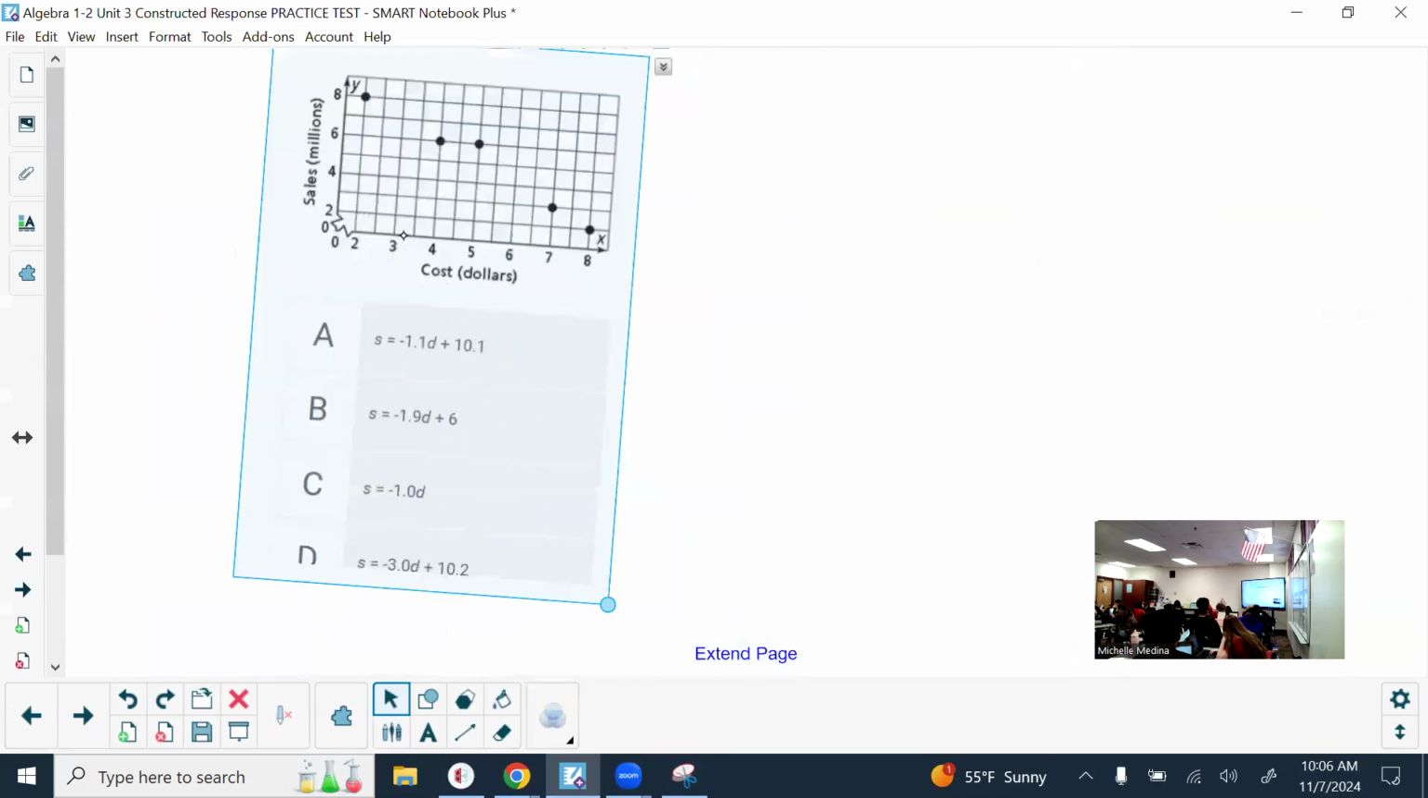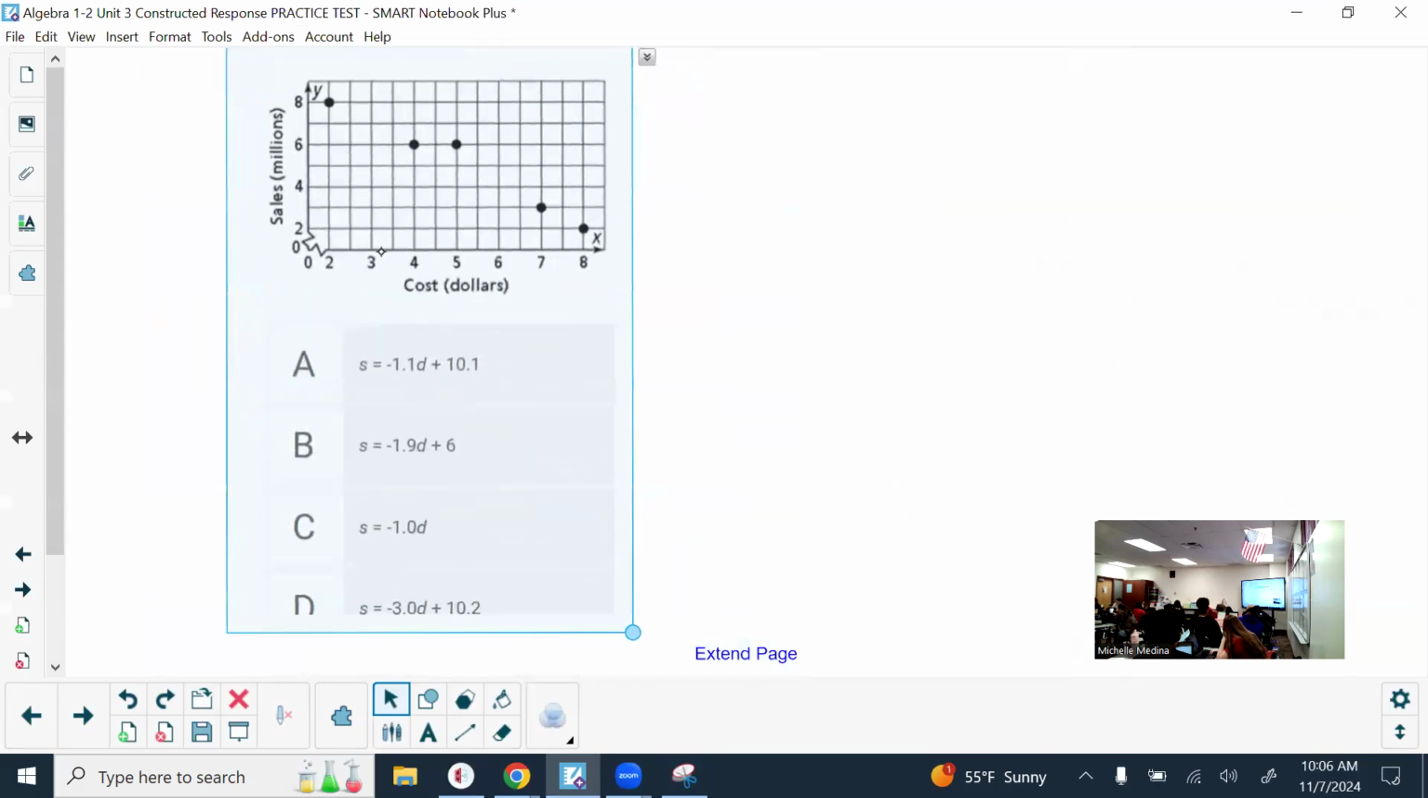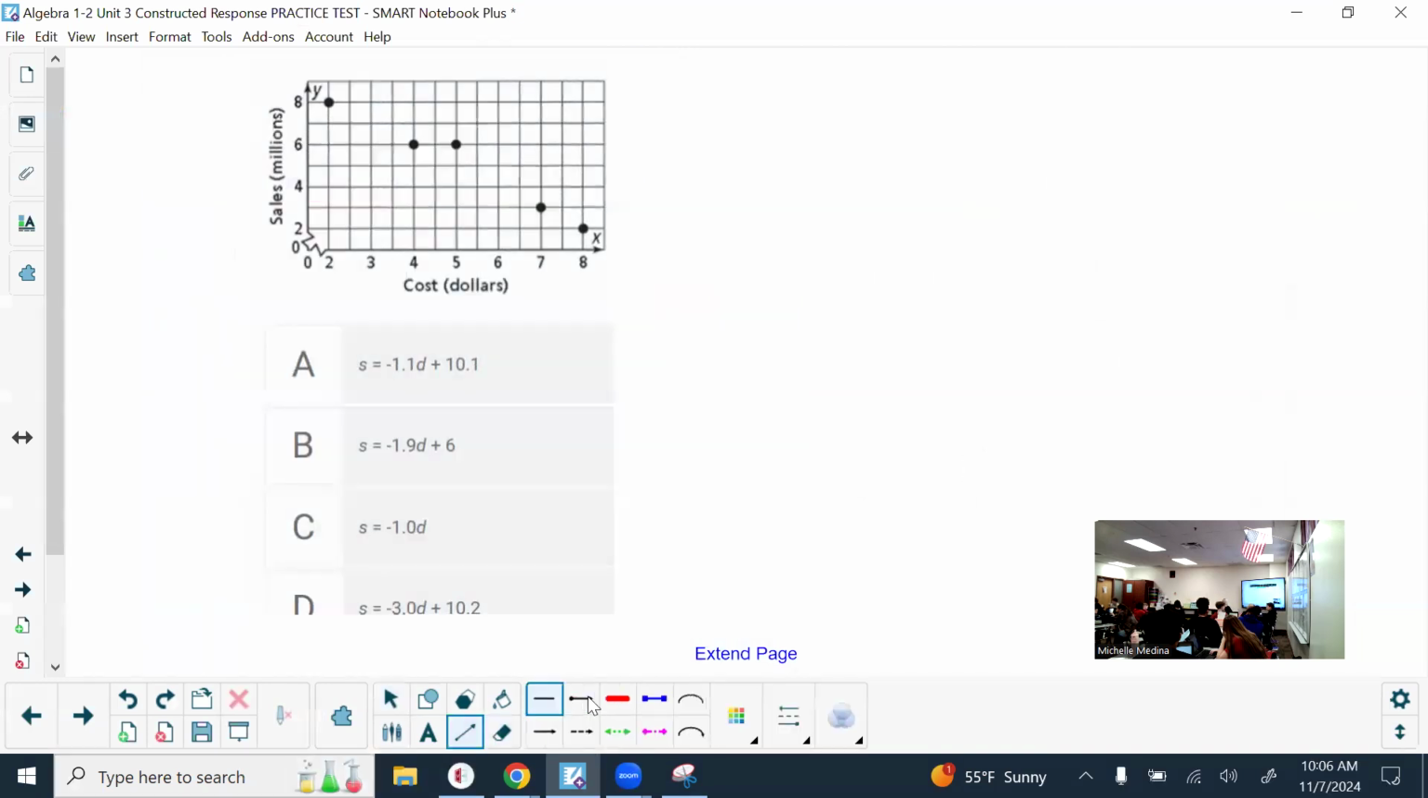Right, but this is number 4 from the online. And again, tomorrow you'll have it printed for you too. You're going to make a line that goes through the middle of your data where your points seem to be clustered around it. So in my opinion, I think this would be my middle of my data.